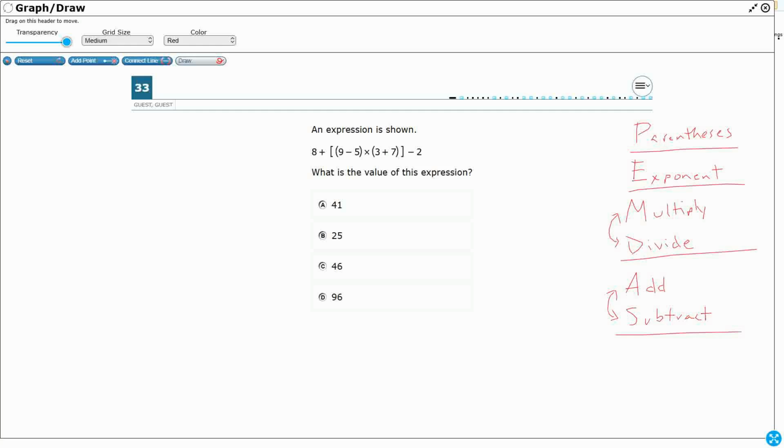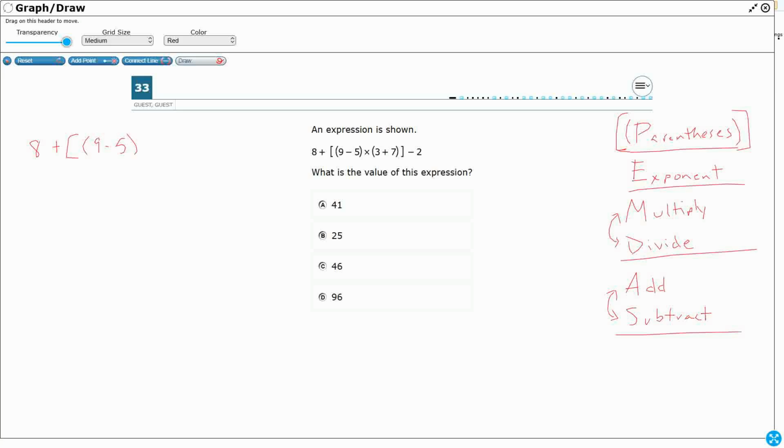Now, parentheses has two different layers. We've got the inside parentheses, and then we've got brackets on the outside. So rather than confusing you with two parentheses stacked on top of each other, they just slightly change the shape. So the outside brackets always come first. So what we want to do here is we want to rewrite this, and I'm going to step by step kind of show you what we're looking at.